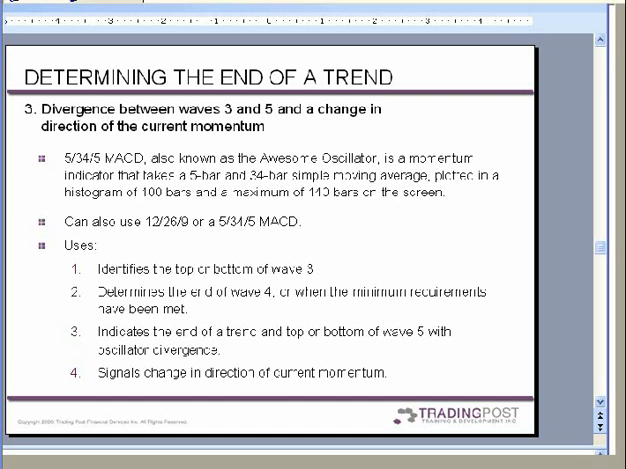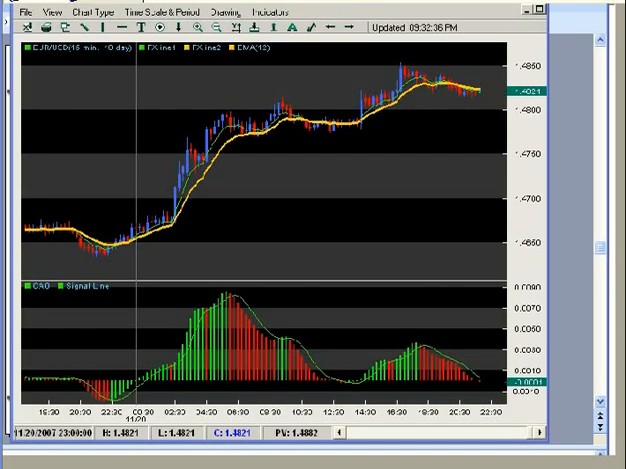Now let me show you something else here. We're looking at a 15-minute chart on the euro. We can see a 5-wave sequence here. Now I want to zoom in on this section here. This is a wave 3, is it not? You can see that this is a wave 3.